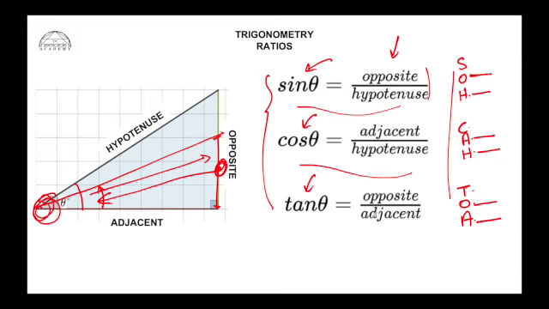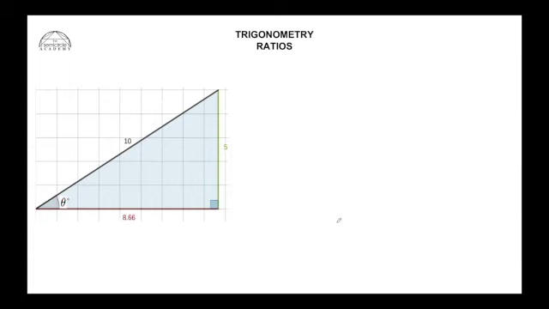Now let's see what these ratios are about. You can see here that we have a triangle. This is the angle that we're dealing with here, right? We see here that the hypotenuse is 10, the opposite is 5, and the adjacent is 8.66. So let's see what the different ratios tell us, right?